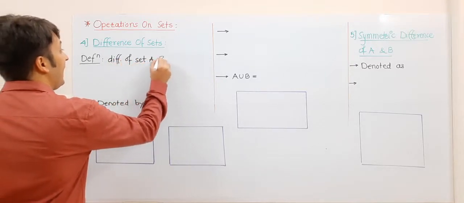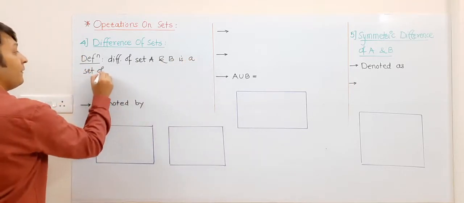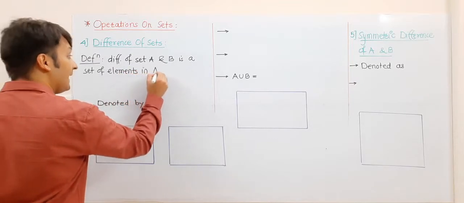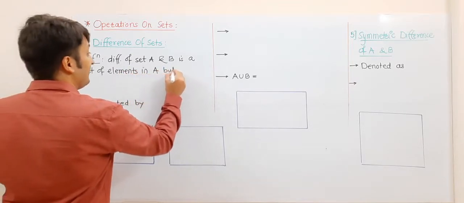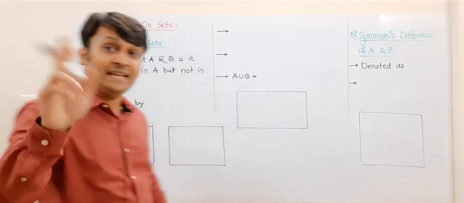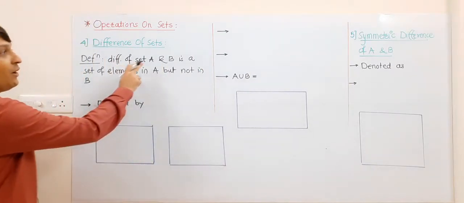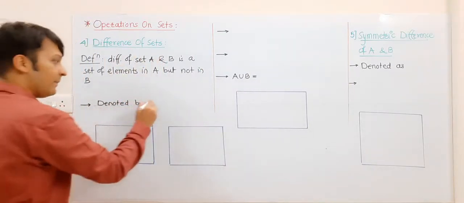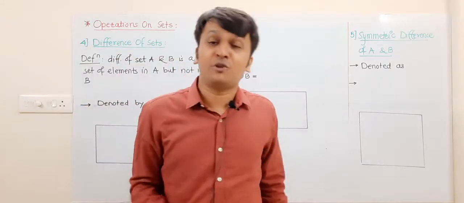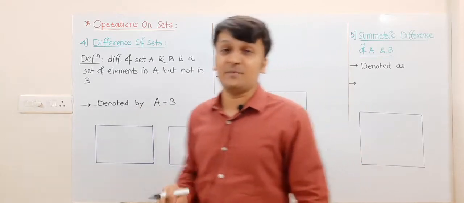set A and B is a set of elements in A but not in B. Correct? Set of elements which are in A but not in B is called what? Difference of A and B. For example, it is denoted by A minus B, which are elements which are in A but not in B. It is going to be denoted as what? A minus B. Denoted as what? A minus B difference.